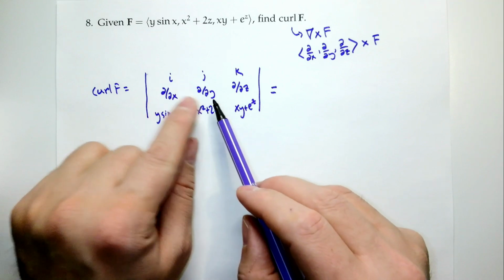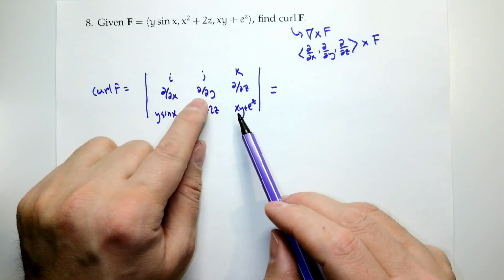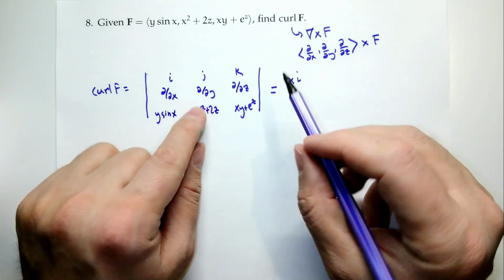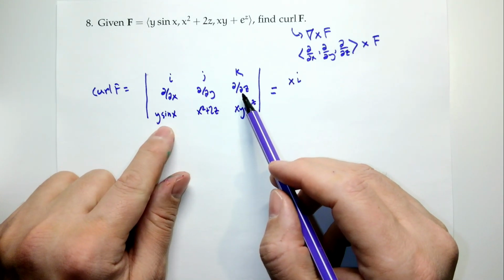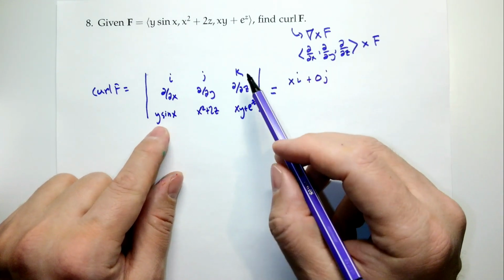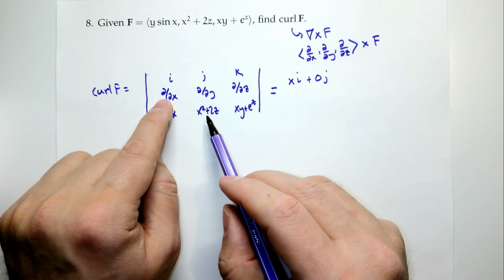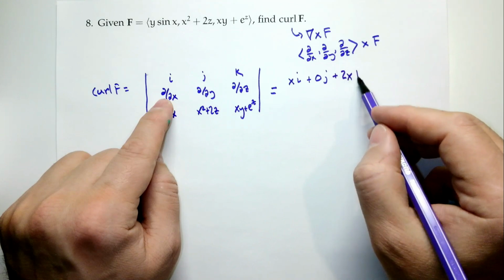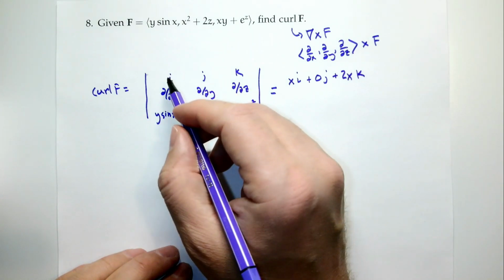In the I direction, take the derivative with respect to y of xy plus e to the z. Well, the derivative with respect to y of xy plus e to the z will be x, and that's in the I direction. In the j direction, take the derivative with respect to z of y sine x. Well, there's no z, so the derivative there is 0. So plus 0j. Now k, take the derivative with respect to x of x squared plus 2z. Well, the derivative of that will be 2x, and that's in the k direction. All right, so that's going down in that direction.